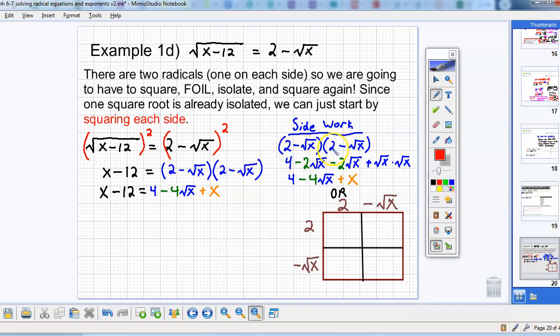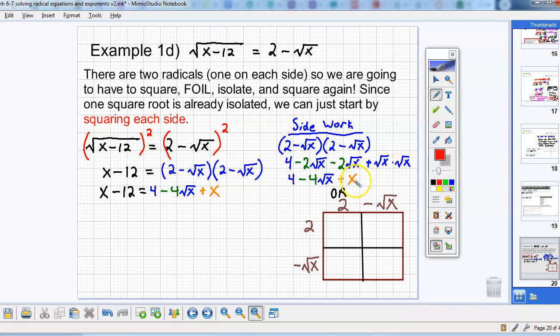So 2 times 2, you get 4. And then you've got your outsides. 2 times negative square root x is negative 2 square root x. Negative square root x times 2, negative 2 square root x. And then we've got this negative square root x times the negative square root x. Well, I know that a negative times a negative is a positive. And then we've got square root x times the square root of x. Well, that's going to end up being the square root of x squared, which is just x.